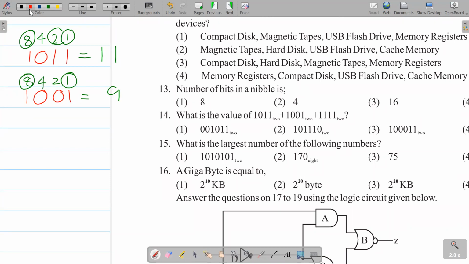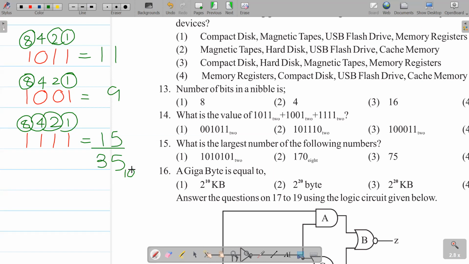And the last one is 1, 1, 1, and 1. That means 1, 2, 4, 8. Everything needs to be added up, which gives you 15. Now we add these three values. 9 plus 1 is 10, 10 plus 5 is 15. 1 plus 1 is 2, 2 plus 1 is 3. So this is going to be 35 in decimal.